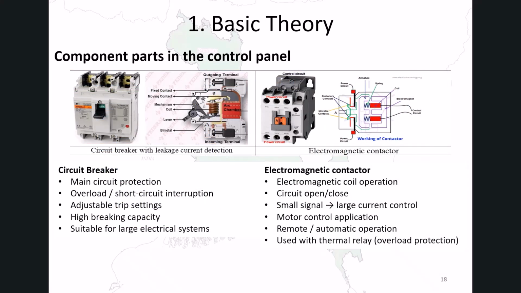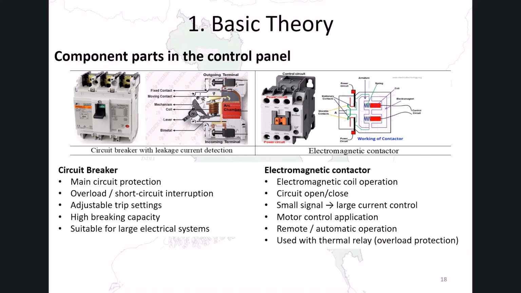Here, let's dive into more detail of component parts. The circuit breaker, MCCB, is a protective device for the main circuit that interrupts excessive current, such as overloads and short circuits, and can be adjusted to suit the operating conditions. It also has a high breaking capacity, making it suitable for large electrical systems.